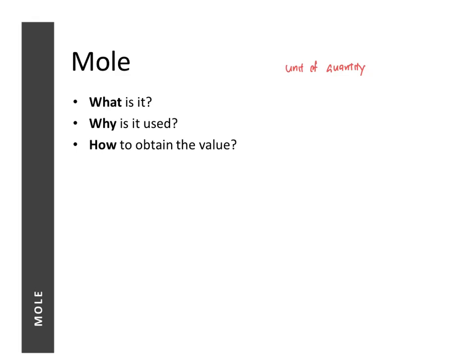I am quite sure this is not the first time you have encountered it. For example, when I say that you have a pair of socks, so how many socks do you have? It is 2. Right, if you have a dozen of eggs, how many eggs do you have? That will be 12. Alright, so pair and dozen are examples of units of quantity.